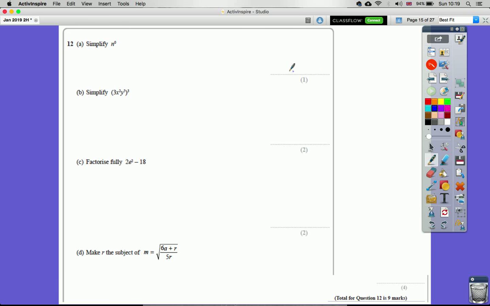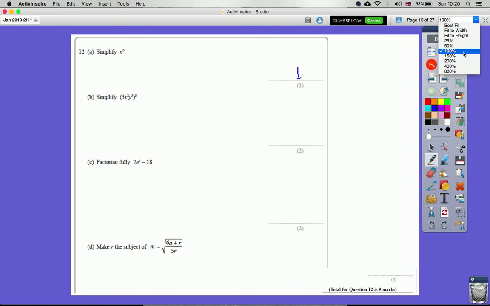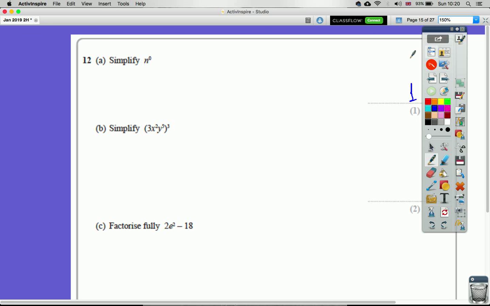So n to the power of 0, we know anything to the power of 0 is 1. Then 3x squared y to the power of 5, all to the power of 3. I'll just make it a little bit bigger so everyone can see it better. This power will be multiplied by every single term inside the bracket. So 3 cubed, x to the power of 6, y to the power of 15. Now 3 cubed is 27, x to the power of 6, y to the power of 15.